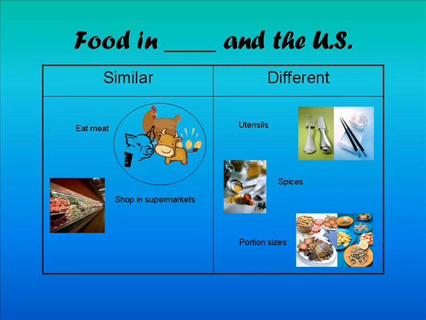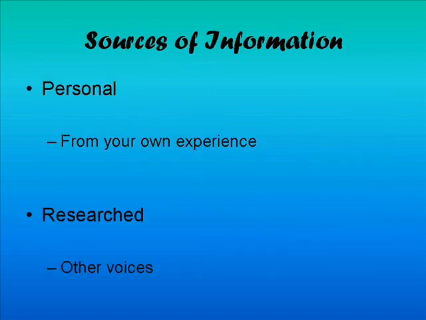In the U.S., we often have one big dish with a lot of food on it. And in many countries, there are many smaller dishes with smaller quantities of food on them. In level 3, you probably wrote your paper using information that you knew from your own experience. In other words, you used a personal source of information.